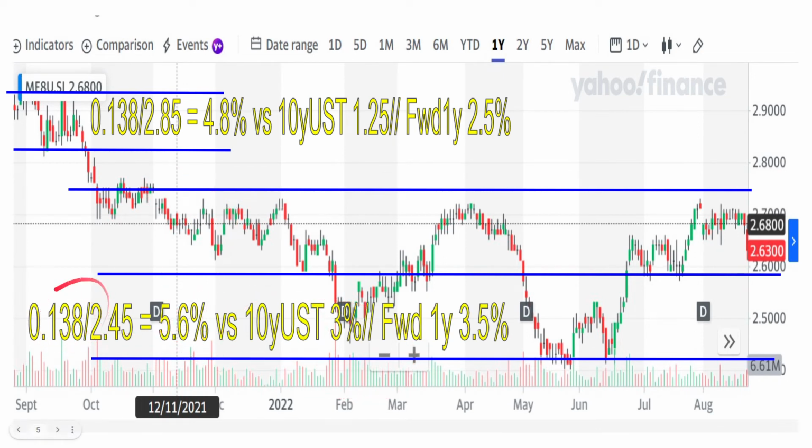The dividend expectation hasn't changed that much, but at a 2.45 share price, it's a dividend yield of 5.6%. And the forward expectation of 10-year treasuries at this point was around 3.5%, right? And if you look at this line over here, 13.8 divided by 2.75, you get a magical round 5% level, right?